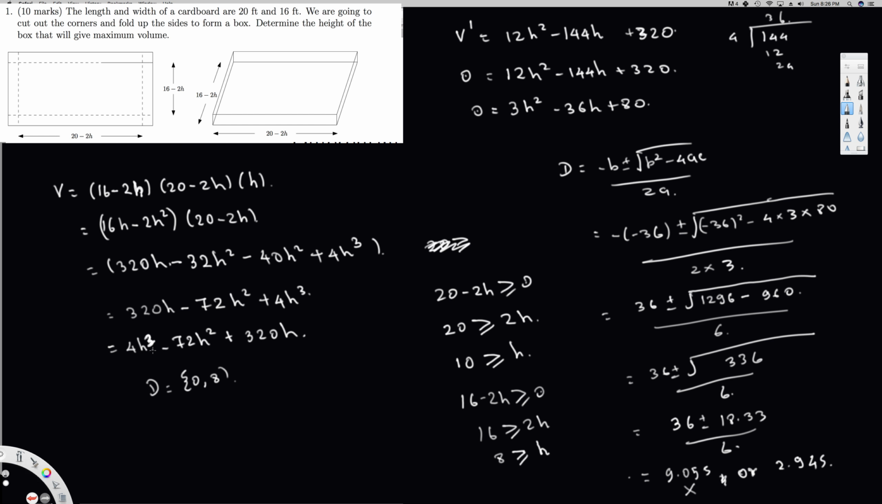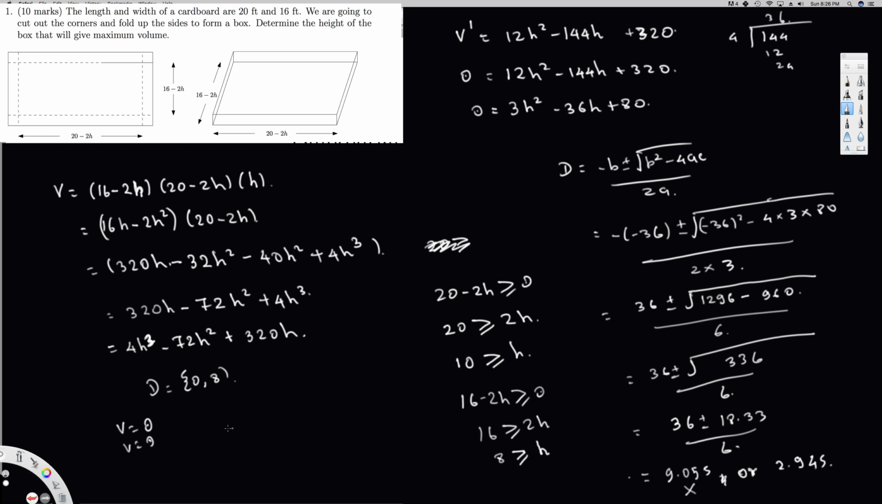We have to apply these in the main equation and see what value we are getting. If I apply 0 in this equation, it all becomes 0, therefore the volume will become 0. And if I apply 8, 8 cubed, and if you calculate, the whole thing will become 0. And also if you calculate 2.95, that's going to give you a value, that's the absolute maximum, right?